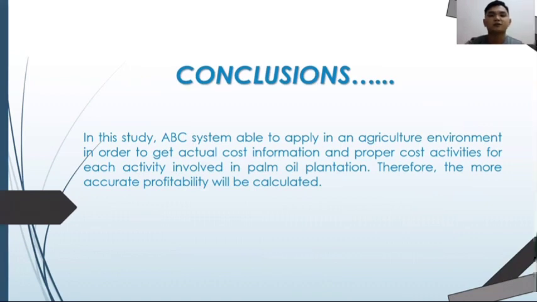So in conclusion, in this study, the ABC system is able to be applied in an agricultural environment in order to get actual cost information and proper cost of each activity involved in palm oil plantation. Therefore, more accurate profitability will be calculated.